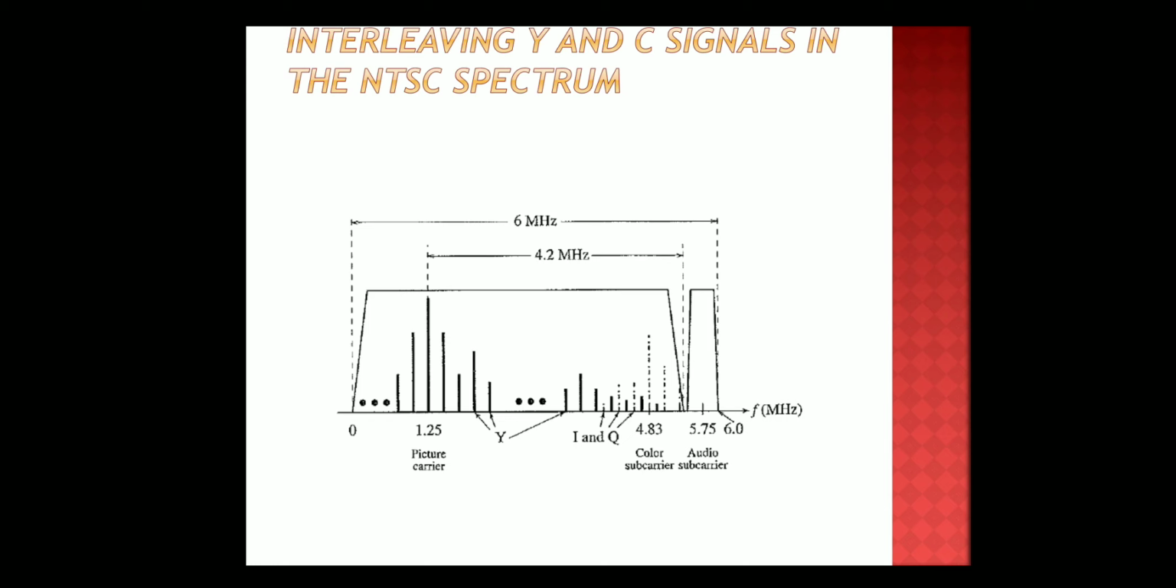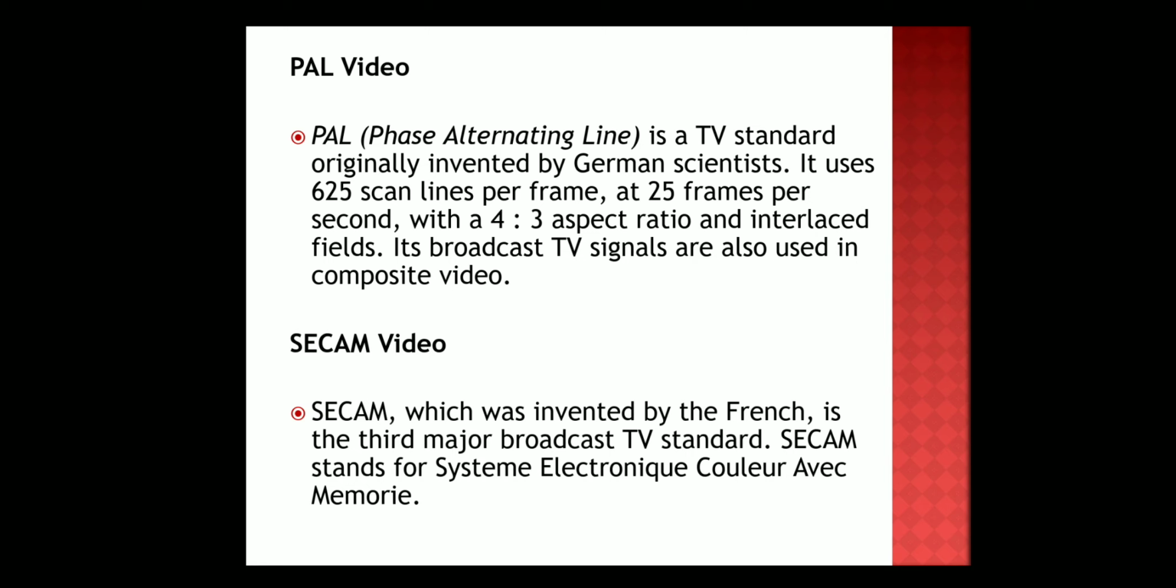The next one is PAL video. This is phase alternating line. It's a TV standard originally invented by German scientists. This important standard is widely used in Western Europe, China, Italy, and many other parts of the world. Hence the name phase alternating line. This is used with Y and C signals.